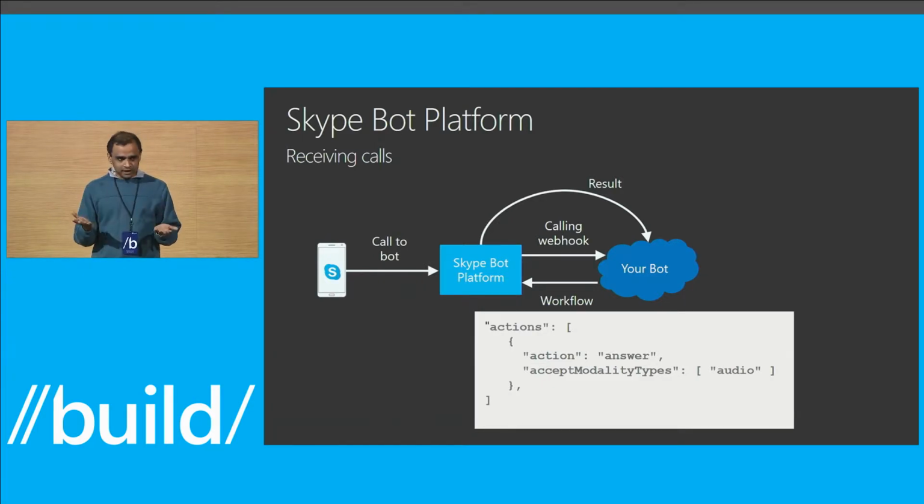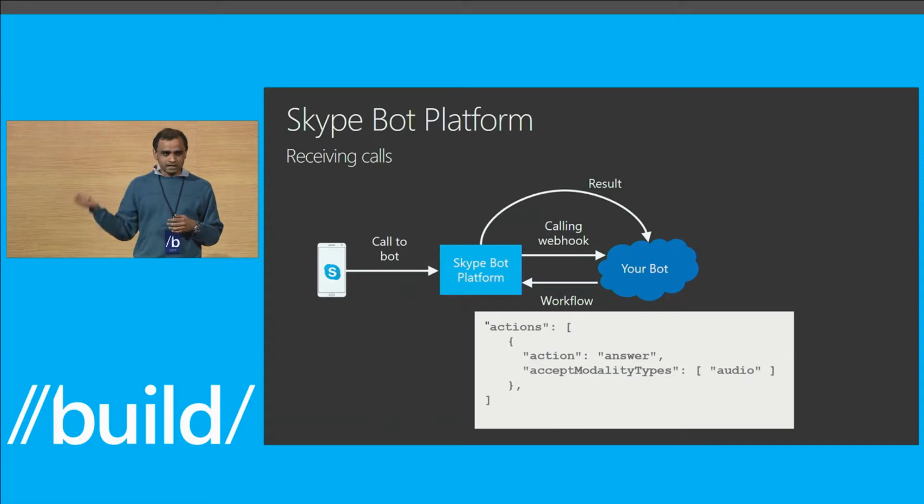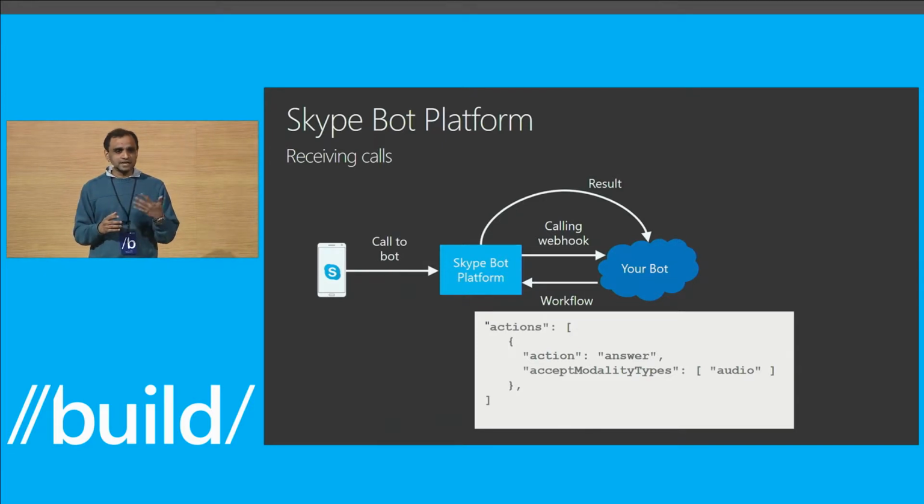And the result of your action is: was the answer successful? Was the answer a failure? For instance, the user might have hung up his call before we were able to answer the call. So the results of these are returned back to your bot. Now your bot, in response to this result, can return the next set of workflows that you want to execute. So in the case of our Hello World bot, the action that would be returned here would be the play prompt action. And you have an option of either providing a text that the Skype bot platform uses text to speech and converts into audio, or you have an option of returning back a wave file, which might be a hello world.